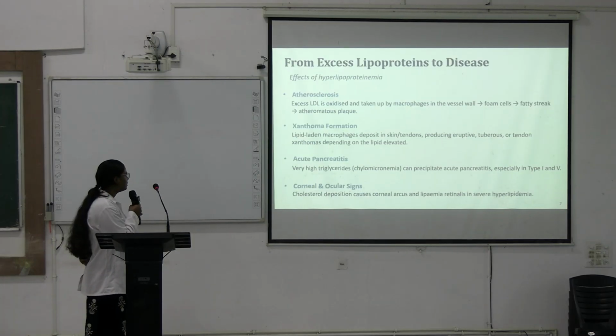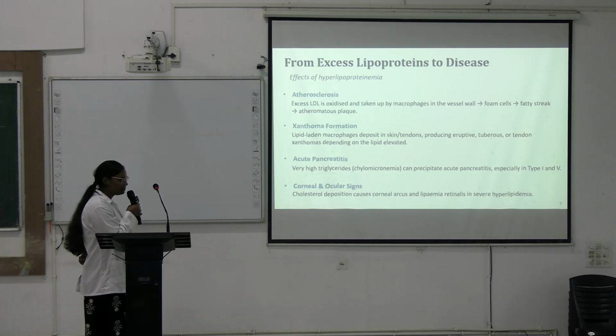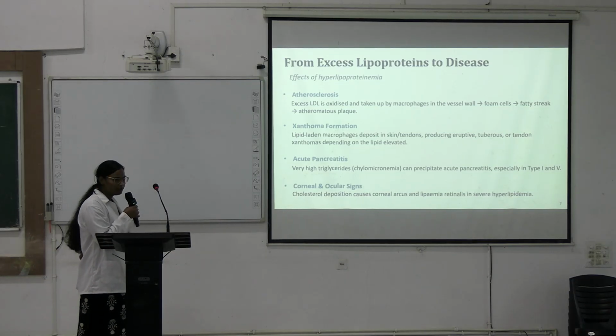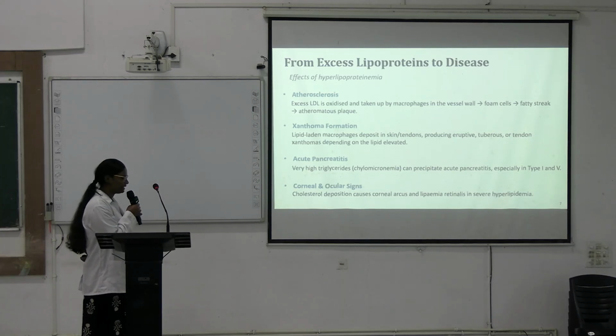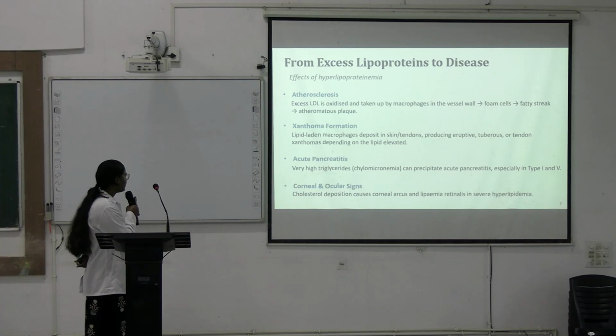Diseases due to hyperlipoproteinemia. Atherosclerosis. Excess LDL is oxidized and taken up by macrophages in the endothelial layer of the vessel wall, and it will form foam cells, which will accumulate and form the fatty streak, which will lead to the formation of atheromatous plaque. Then xanthoma formation.